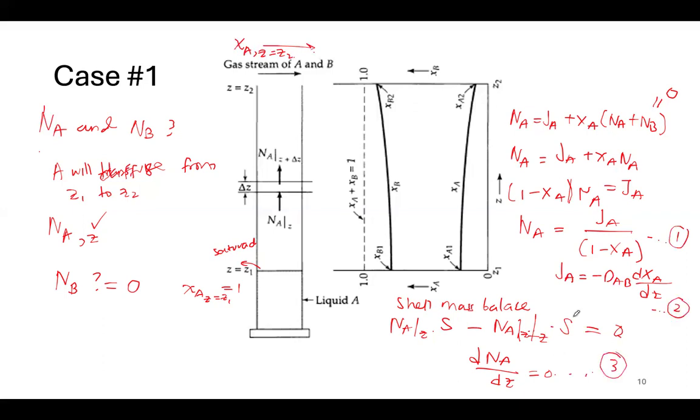So you can substitute NA with this one, and then JA with that one, and then you will find something with dXA over dZ, and then if you do the integration, this would be the profile of the concentration. So this is the profile of concentration of XA, and this one is the concentration of XB in the Z direction. Okay, so this is case number 1.